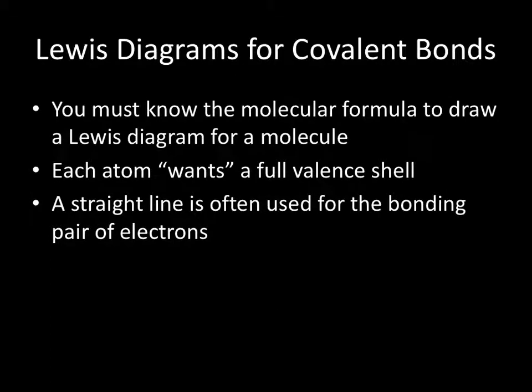Let's talk about covalent bonds now. So Lewis diagrams are more commonly used for covalent bonds and covalent compounds. And in order to draw them, you need to know the molecular formula to draw a Lewis diagram for that molecule. And it's here we want to remember the octet rule, the idea that atoms want a full valence shell, and to do so they will gain or lose electrons. We can use a straight line to simplify our Lewis diagrams, and so we use a straight line for each bonding pair of electrons. Let's look at an example.